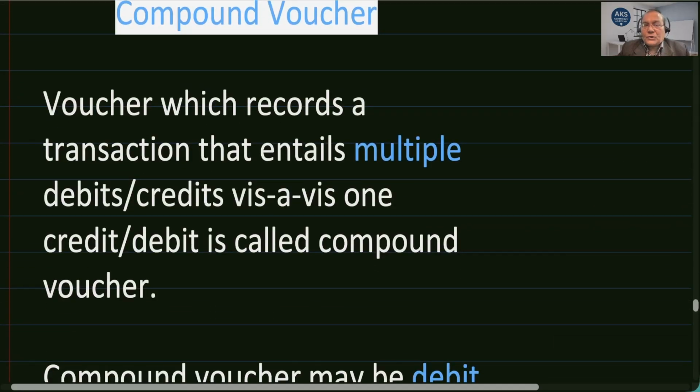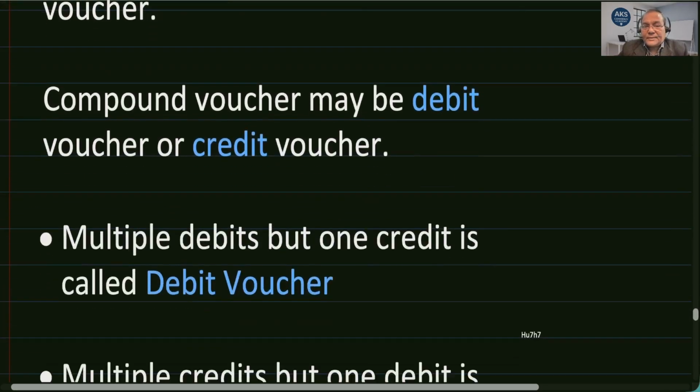Now compound voucher. It is a voucher which records a transaction that entails multiple debits, so there are many debits and one credit. A voucher that records a transaction that entails multiple debits or multiple credits against one credit or debit is called a compound voucher. So there are multiple debits, multiple credits: multiple debits and one credit, and multiple credits and one debit.